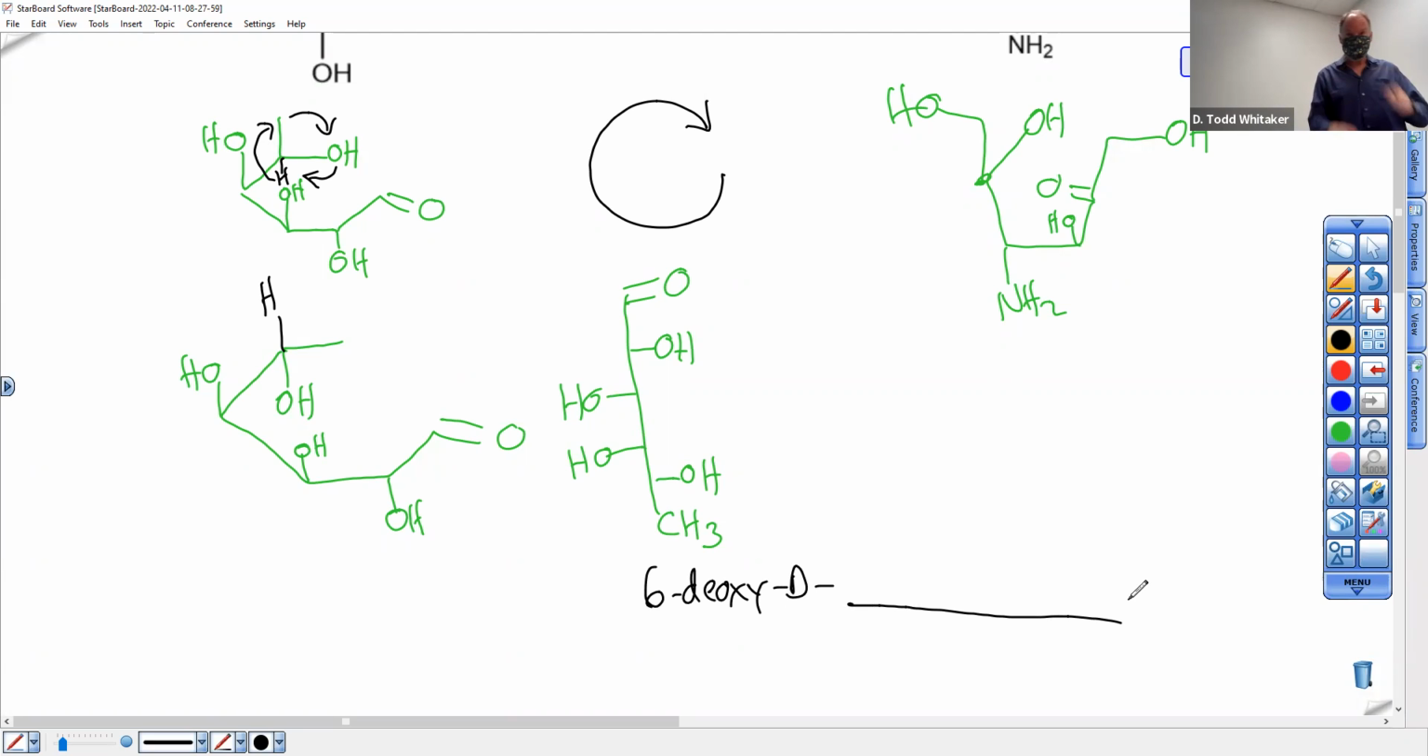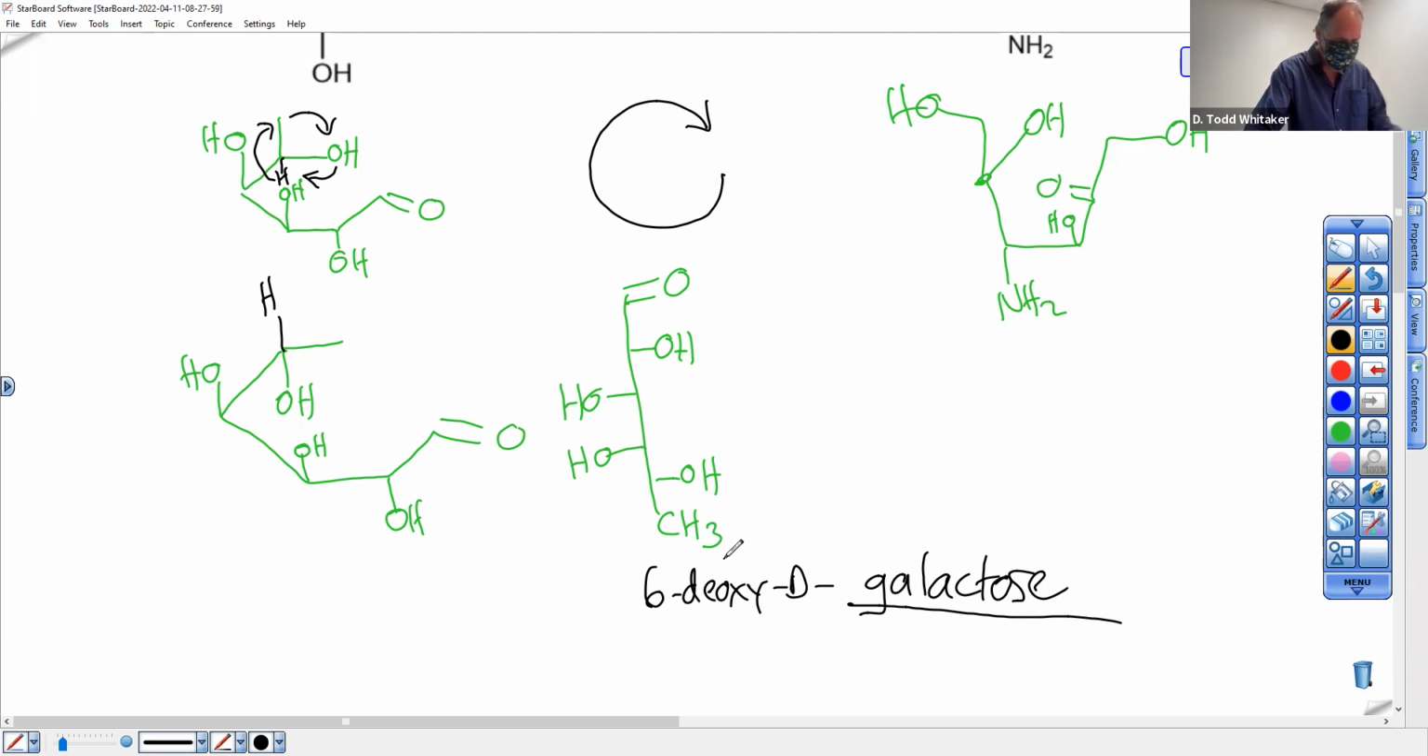Anybody? Say it again. Galactose. So one major point for your answer is to figure out that this was a galactose sugar.